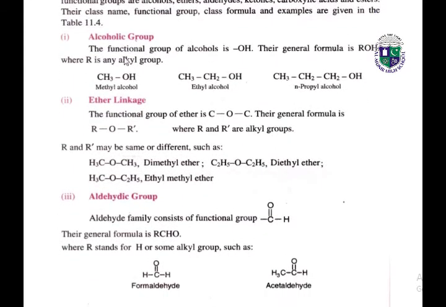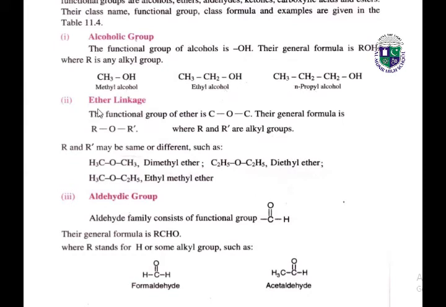The first group is the alcoholic group. The functional group of alcohols is single bond OH. Their general formula is ROH, where R is any alkyl group. The single bond OH represents the functional group of alcohols. So here we have the examples: methyl alcohol, ethyl alcohol and propyl alcohol.